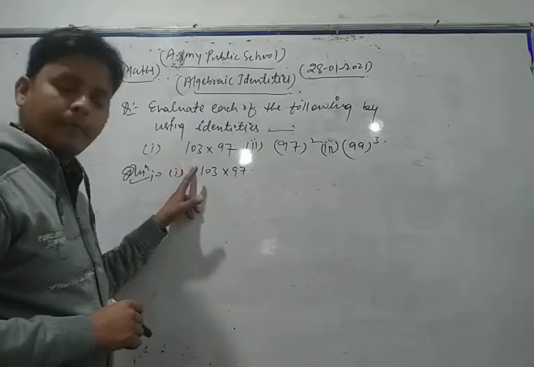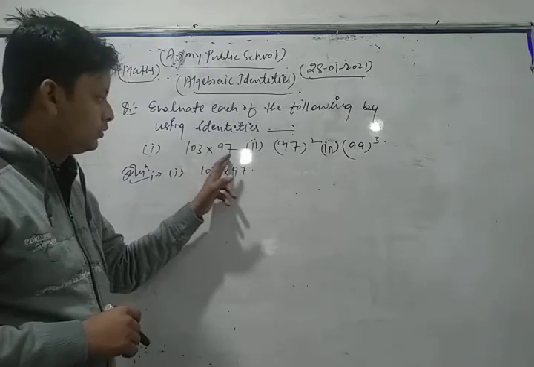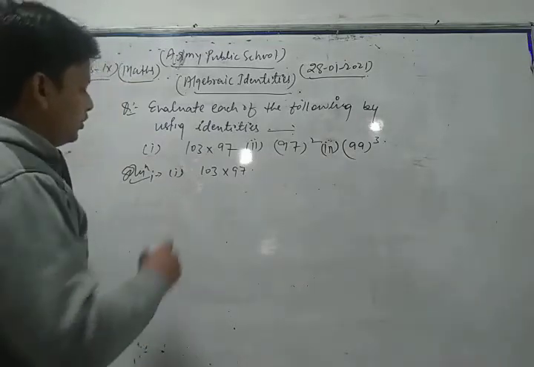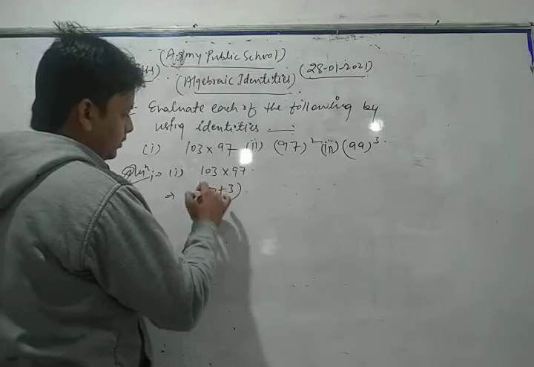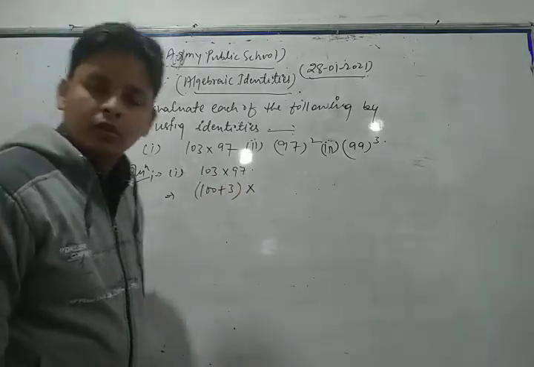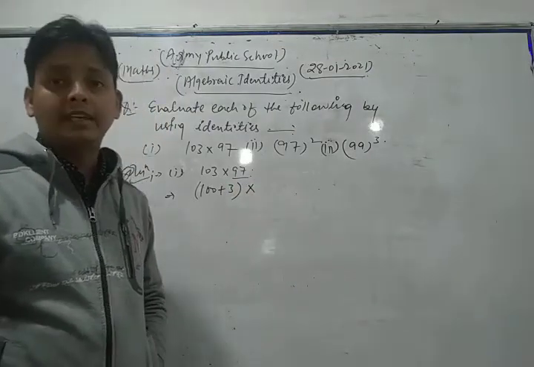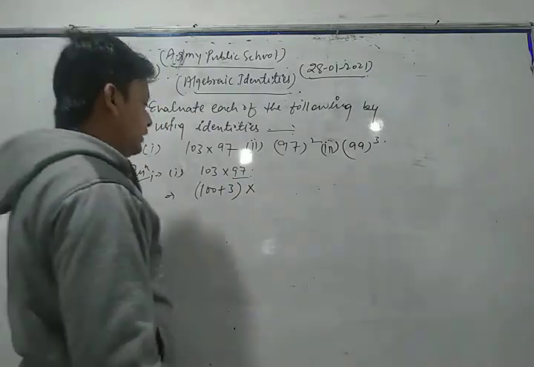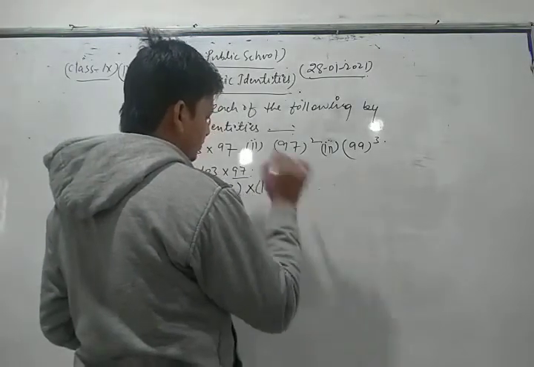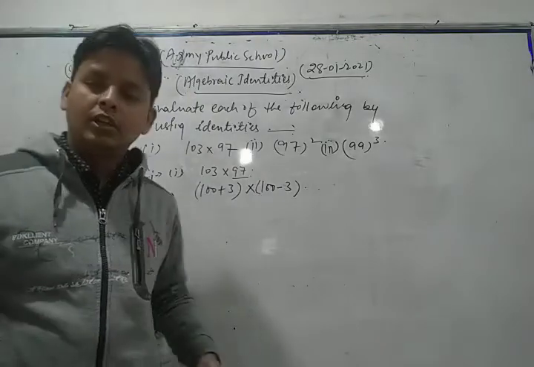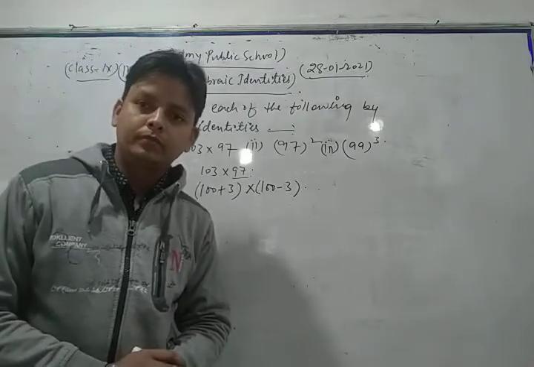Dear students, in that question, first of all, we write 103 as what? 100 plus 3 in one bracket, into. Okay, and in the second part of this question, which is 97, we can write 97 as what? 100 minus 3. Now just write, this is the form of a plus b into a minus b.